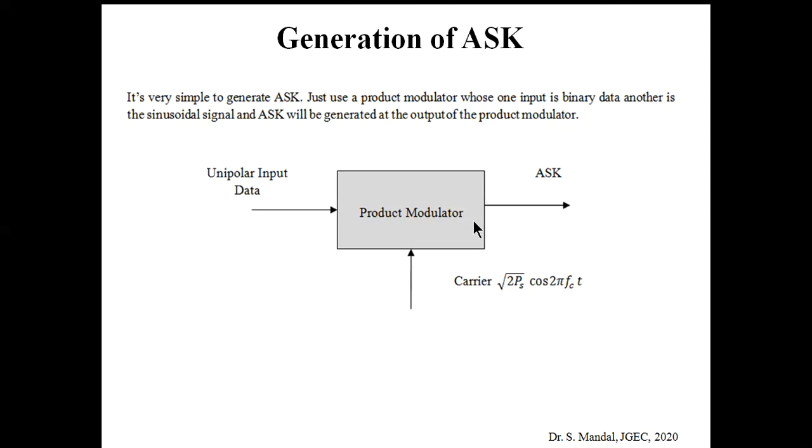Now coming to the generation of ASK, how can we generate ASK? It is already told that ASK is just the product of the input binary sequence and its carrier. So if we use a product modulator whose one input is unipolar input data, or binary sequence, or digital data, and another input is the carrier, which is nothing but root 2 Ps cos 2 pi fct, the output of the product modulator is ASK. So if we multiply a binary sequence with a cosine or sinusoidal signal, we get the amplitude shift key modulated wave.